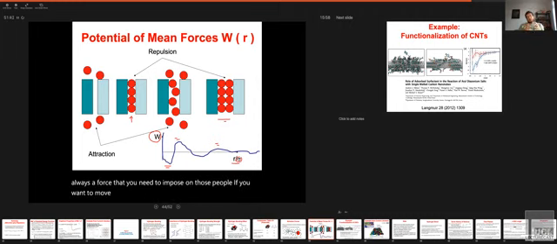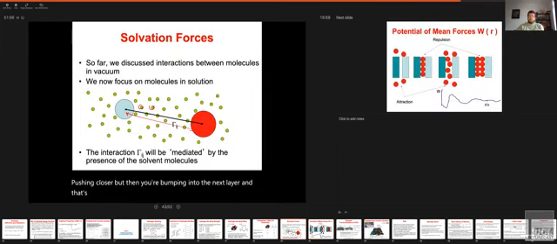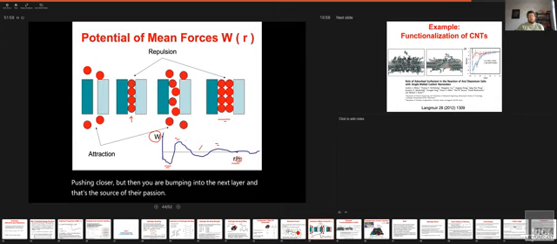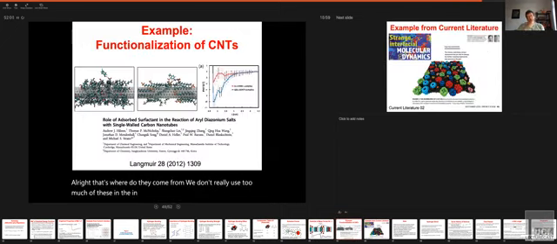And the moment there is less than an integer number of people in between you and the bartender, somebody behind you is going to push you. That's the source of the attractions, it pushes you closer, but then you're bumping into the next layer, and that's the source of the repulsion. All right, that's where they come from. We don't really use too much of these in the model, but they are very important if we want to study the stability of systems that contain nanoparticles.